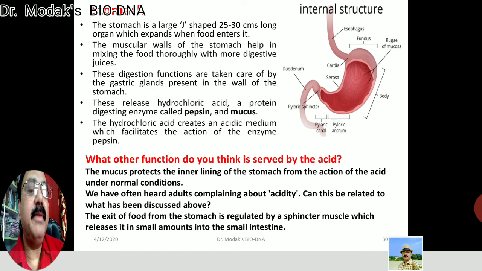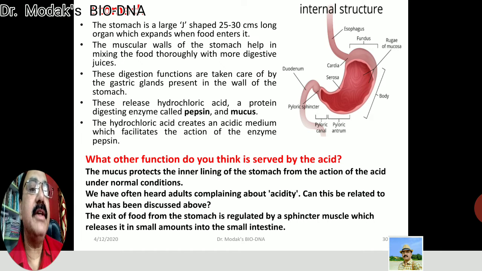But this acid plays a very important role. The first role is that the acid kills the microbes that are probably entering along with the food. Second, it is making the food very soft. For example, if non-vegetarian food is there, it is comparatively tougher material, then it is becoming softer. And the third and most important part is it is maintaining an acidic pH, and due to that acidic pH, the action of the pepsin can begin.